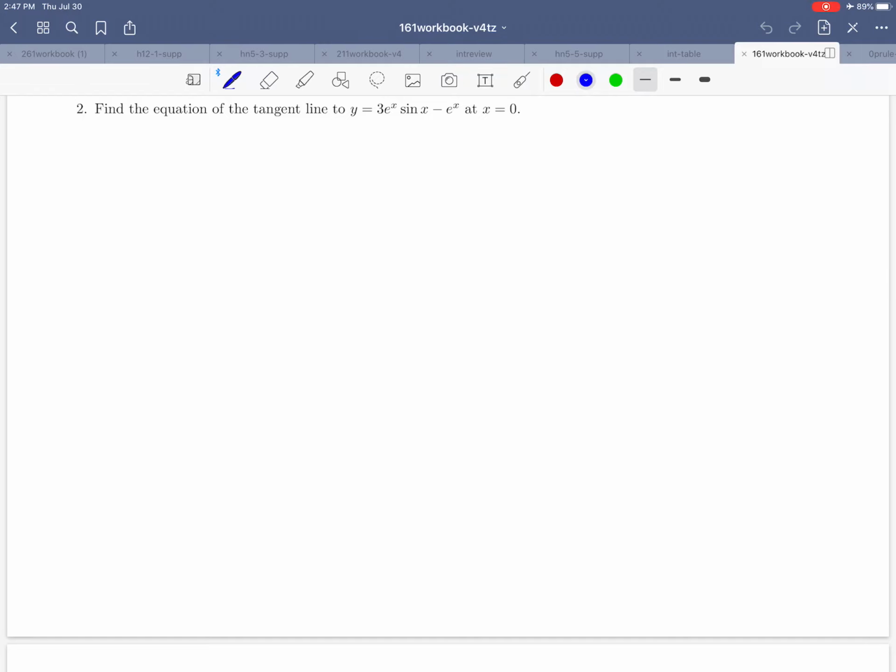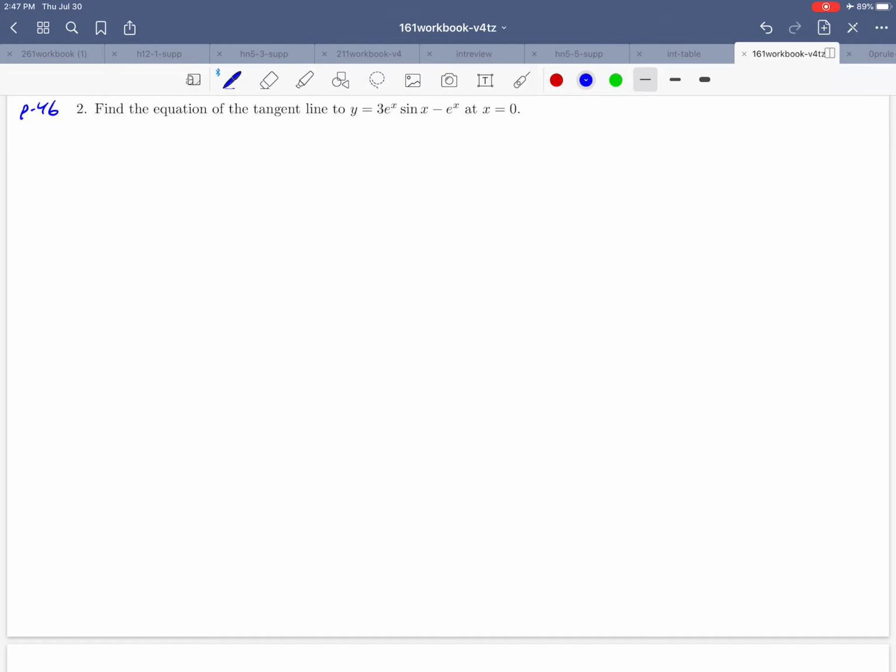Hello everybody, and welcome to exercise 2 on page 46 of the workbook. Let's take a minute just to read this question together. They'd like us to find the equation of the tangent line to y equals 3e to the x sine of x minus e to the x at x equals 0.